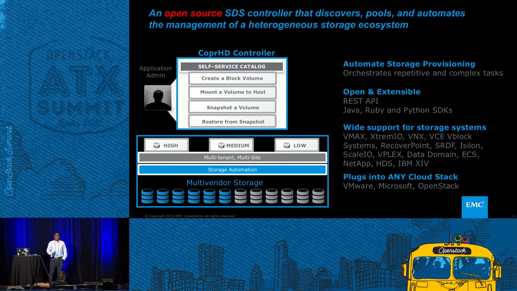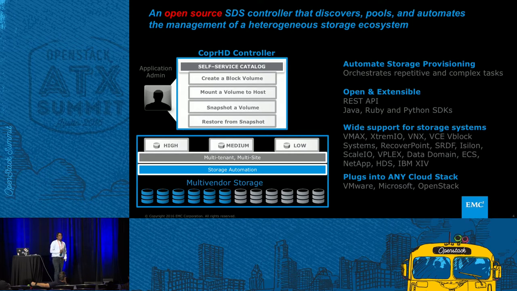It basically has two abstractions built within Copperhead: the virtual storage array and the virtual storage pool. Your virtual storage array is all about where your storage is coming from. Your physical storage could be spanning multiple data centers, or it could be within a single data center. With the virtual storage array, you define where to pick the physical storage from.